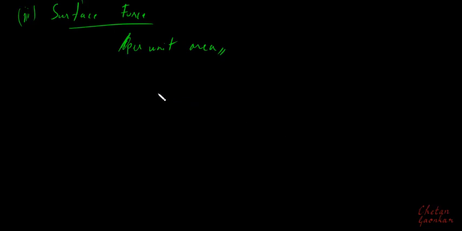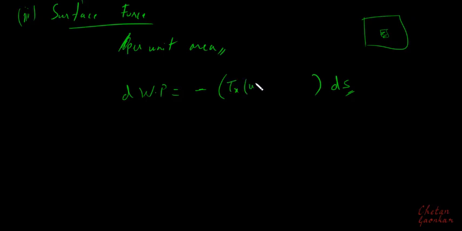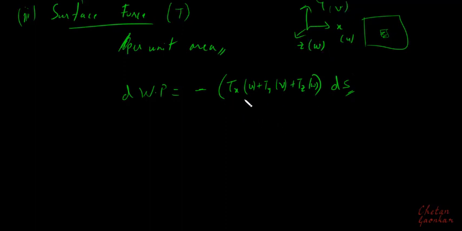And since this acts only on the surface, the resultant work potential which we get will be multiplied by the small surface area, right? And this again will have three components: Tx into u plus Ty into v plus Tz into w. The surface forces are usually denoted by T, which stands for traction, and if its components in the x, y and z directions are Tx, Ty and Tz, for the corresponding displacements u, v and w, we get this as our surface force work.